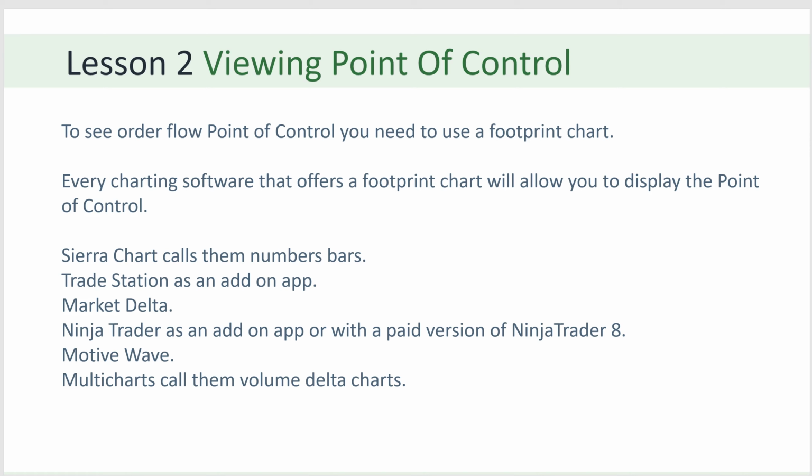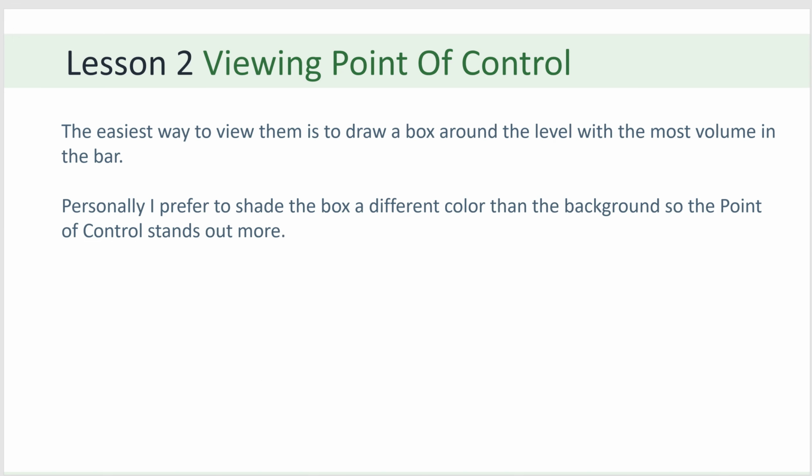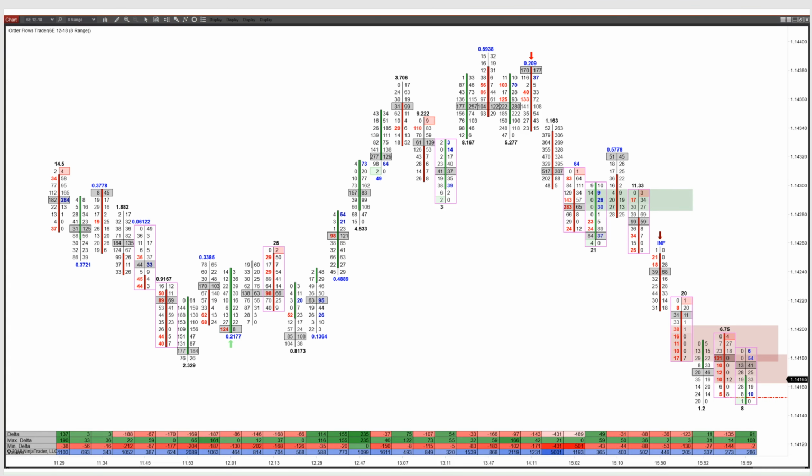And just realize some software may have a slightly different name for the volume footprint chart. The easiest way to view the point of control is to draw a box around the level with the most volume in the bar. Personally, I prefer to shade the box a different color than the background so the point of control stands out more. Some people like just to have the outline box. I was showing you charts earlier with a clear background, just the box around. On NinjaTrader, I prefer it shaded. On Sierra Chart, I don't shade it. I just have the rectangle around it.